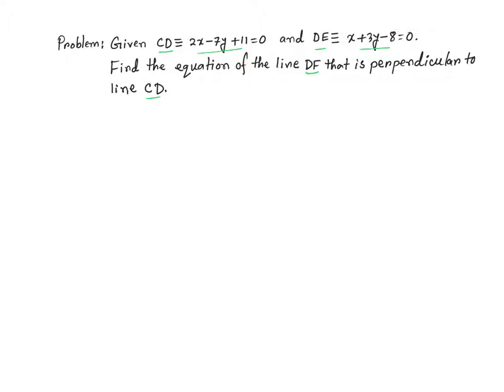Now let me go ahead and sketch it so that you can get a better understanding of the problem. This is not exact, this is just a sketch. So this is my line CD, and let's say this is my line DE, and we are looking for a line that's going to be DF, which is going to be perpendicular to the line CD. We are looking for the equation of the blue line, that's what it is.